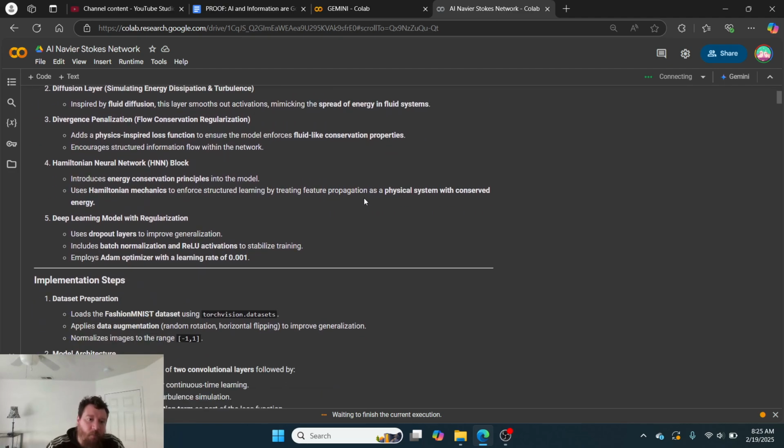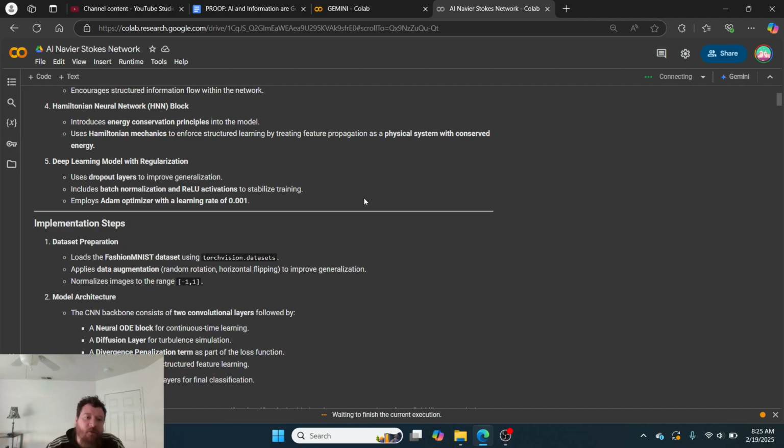It's a deep learning model with regularization: it uses dropout layers to improve generalization, includes batch normalization and ReLU activations to stabilize training, and employs the good old Adam optimizer with a learning rate of 0.001. I don't know why Adam is still... Adam is a fluid too, I guess.